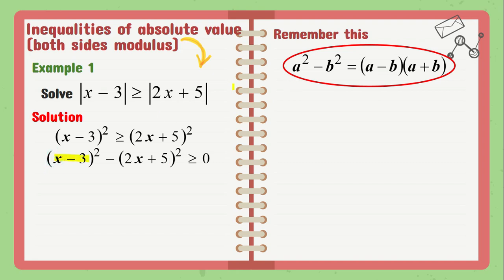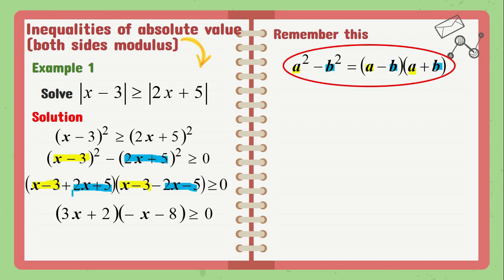Take x minus 3 as a, and 2x plus 5 as b. Therefore, we get two factors like a minus b and a plus b. Next, we can factorize and get it like this. This is a, and also this is a. This is b, and this is b. So we have two factors, one plus, another one is minus.